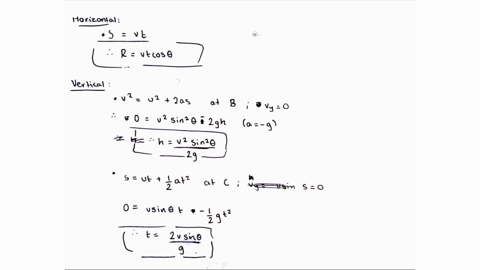Next is s is equal to ut plus half at square at point C, where vertical displacement is 0, remember. So 0 is equal to v sine theta t minus half gt square. Now you can use the quadratic formula to find the value of t, and you'll just get 2v sine theta by g. Or you can just take t common here and use that way. Any method is fine.